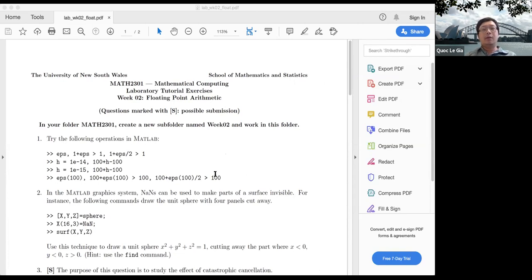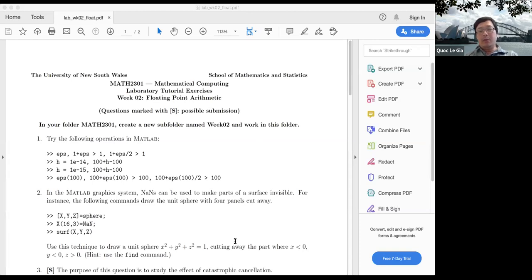Epsilon is just the gap between 1 and the next machine number after 1. So it would just be 2 to the minus 52. Now if you put in 1 plus epsilon bigger than 1, then the answer is true, right? Because 1 plus epsilon is just the machine number right after 1. But 1 plus epsilon over 2, is it bigger than 1? Well, the machine rounds off epsilon over 2 to 0. So you see that 1 plus epsilon over 2 is just the same as 1. So 1 cannot be bigger than 1.